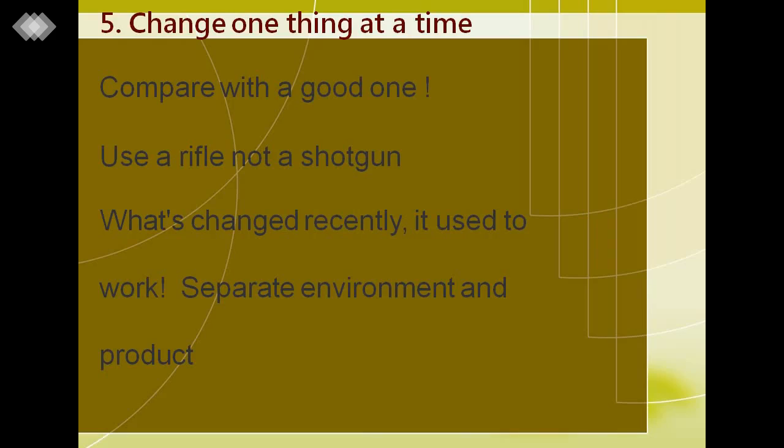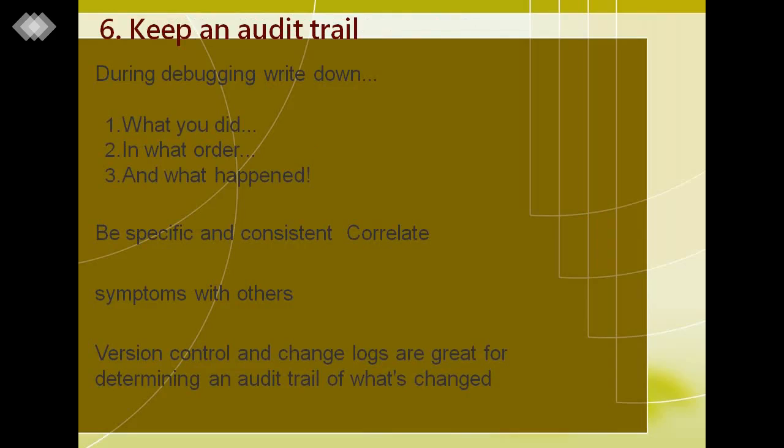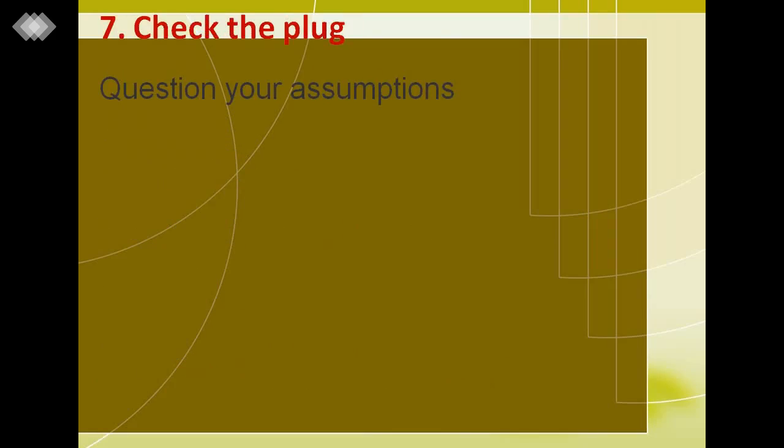What has changed recently is what used to work. Separate environment and product. In the next step, keep an audit trail. During debugging, write down what you did, in what order, and what happened. So be specific and consistent. Correlate symptoms with others. Version control and change logs are great for determining an audit trail of what changed. Check the plug means question your assumptions.